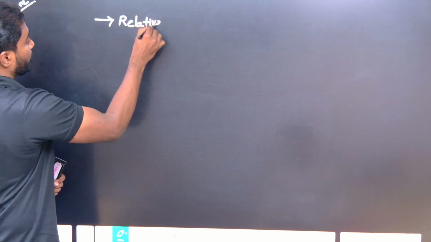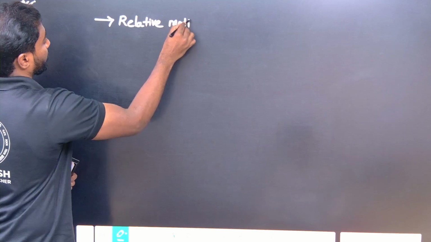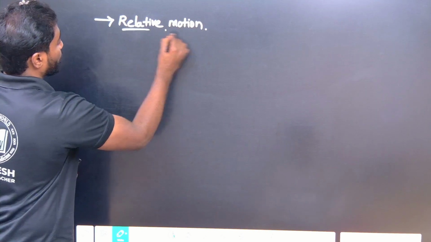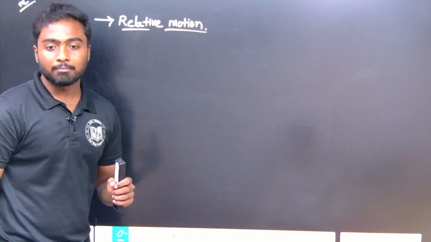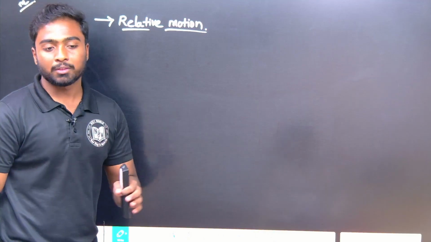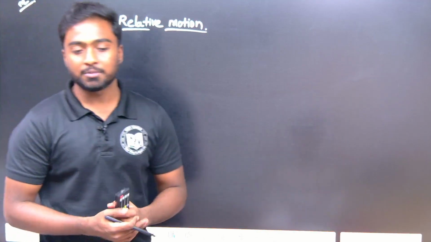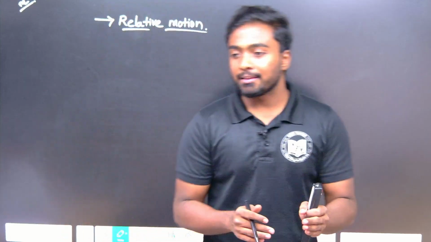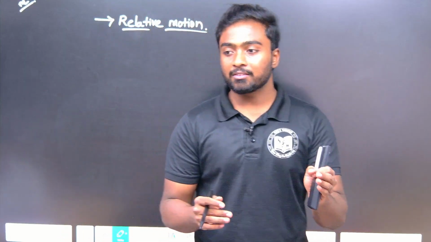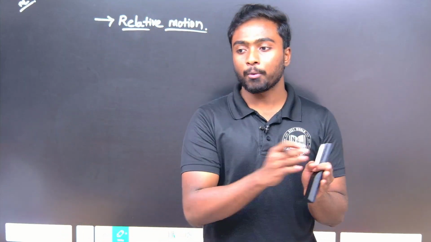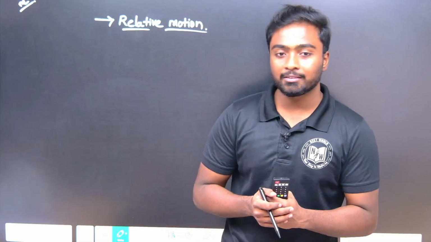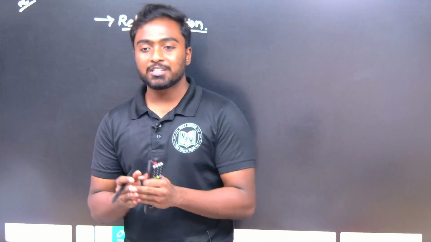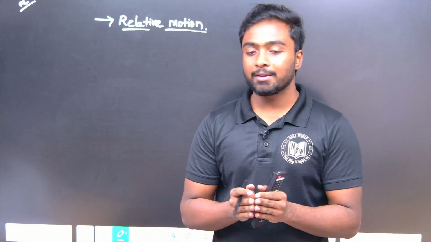Relative motion. We know that motion is nothing but a moving object with respect to another object, say a reference frame. Object A is there, object B is there. If object A is changing its position from one point to another point, we'll say object A is in motion. And object B is not changing any position, so we will say object B is at rest.